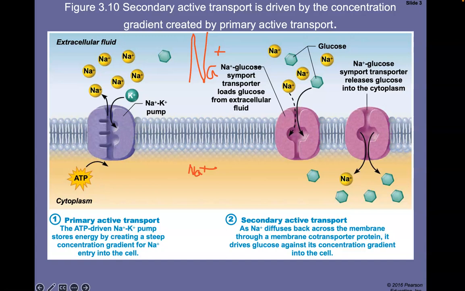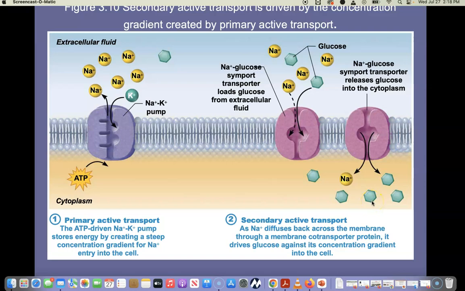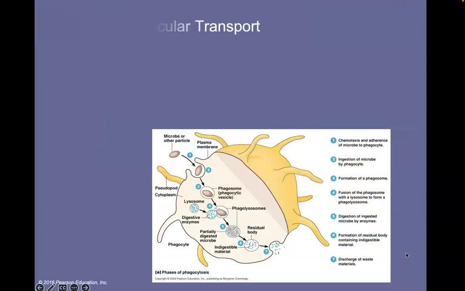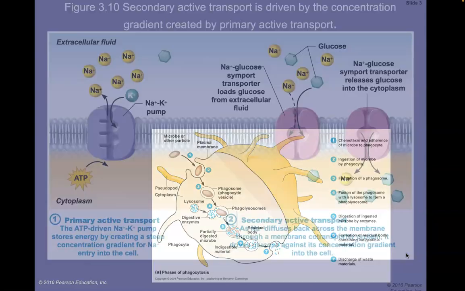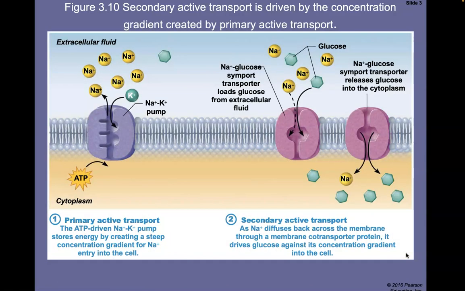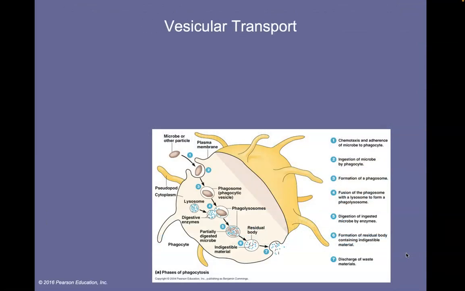Again, it doesn't directly need ATP for this second part, but it did need the ATP to establish that sodium concentration gradient that it's using. Okay, so that's called secondary active transport. All right, so let me exit out of my drawing there and move on to vesicular transport. And then we'll come back and talk a little bit more about using the sodium potassium pump in just a few minutes on establishing what's called the resting membrane potential.